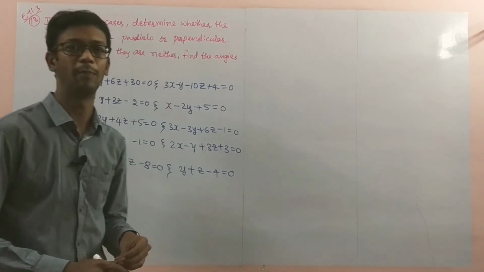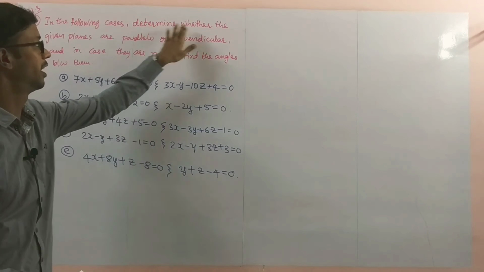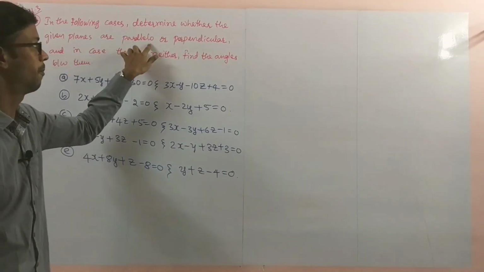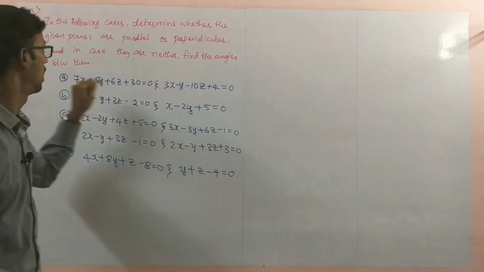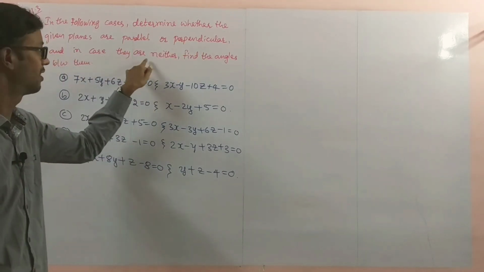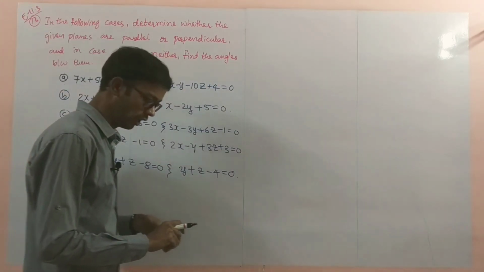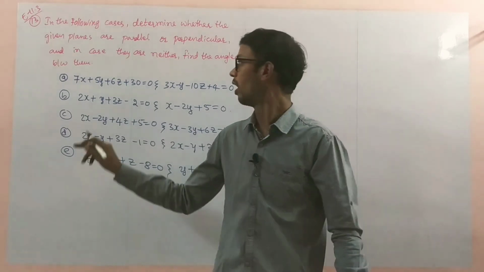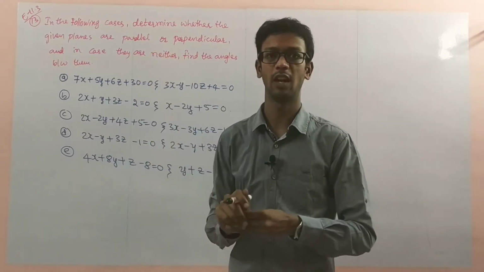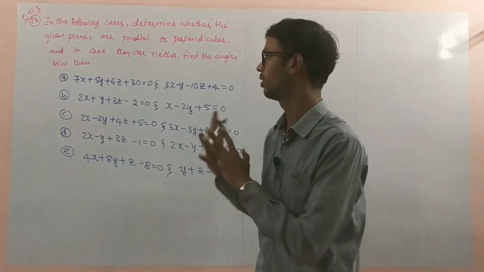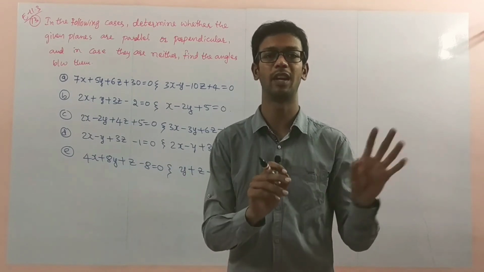Now see the problem number 13 in exercise. In the following cases, determine whether the given planes are parallel or perpendicular, and in the case they are neither, find the angles between them. So here question understanding is important. These given two planes parallel or perpendicular, first you have to check. If parallel means you have to mention these two planes are parallel, otherwise perpendicular, 90 degrees.